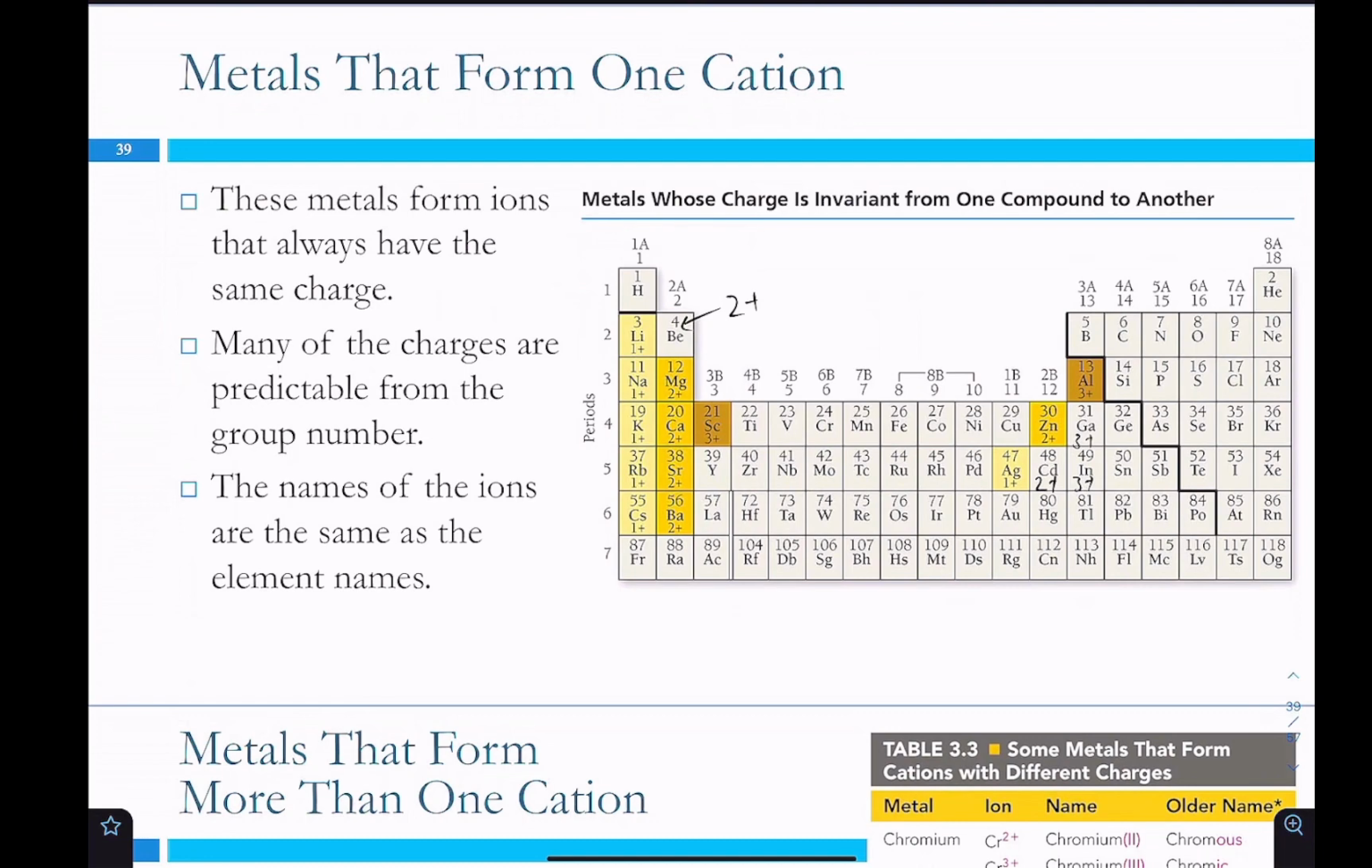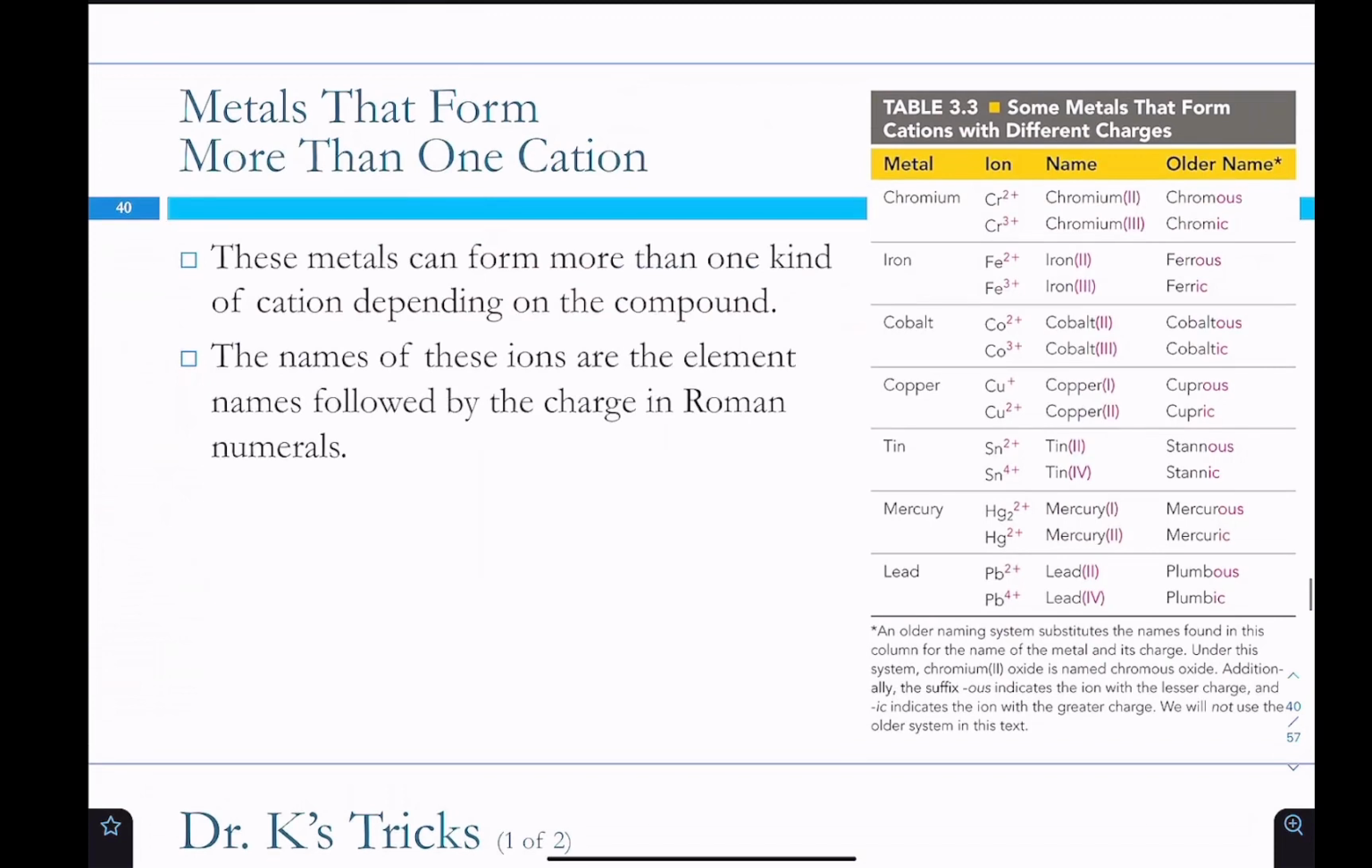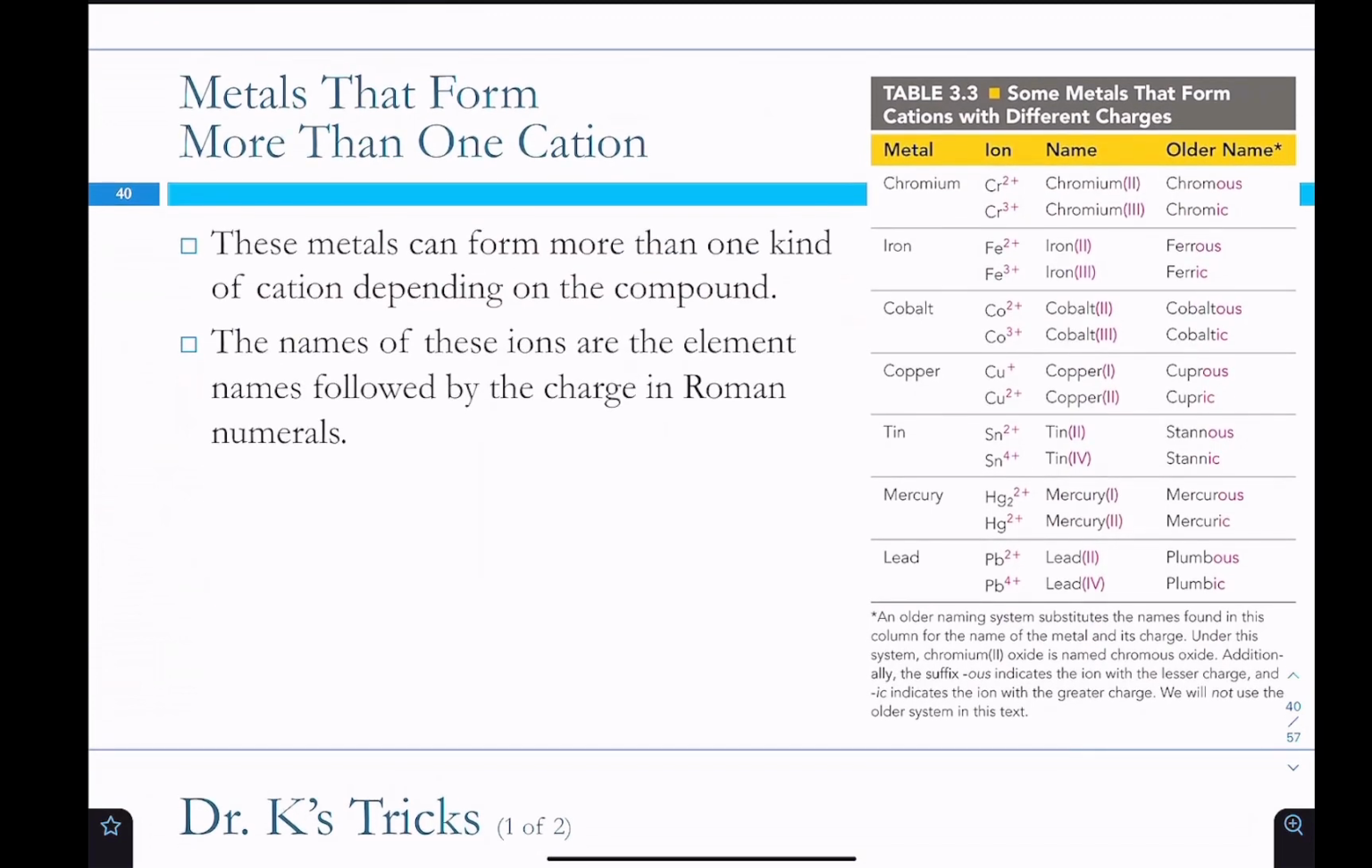And then for the ions that form multiple charges, they have different names that they use. So it won't just be aluminum, but like iron could be either ferrous or ferric. So you're going to have to memorize a few of those at least. Okay, so these are the ones that form more than one cation. We're going to talk about naming the other ones first. But depending on the compound that they're in, they'll form more than one kind of cation.